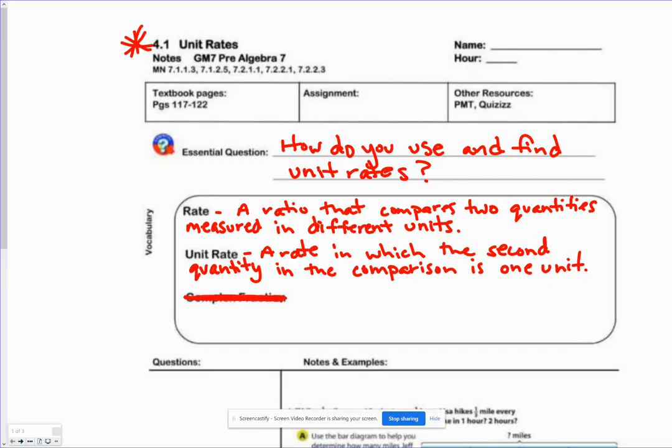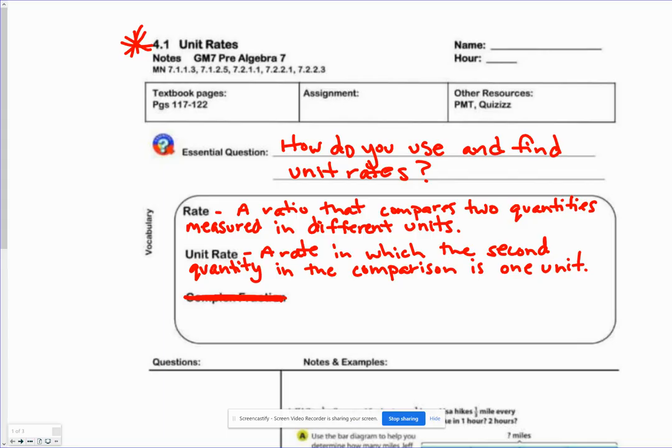Well, in order to do that, we have to know what they mean. So, write these vocab words down. Remember to pause the video if you need to. Rate is a ratio that compares two quantities measured in different units. So, an example of a rate is just a fraction with labels.